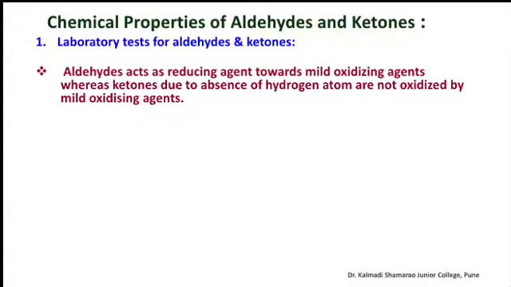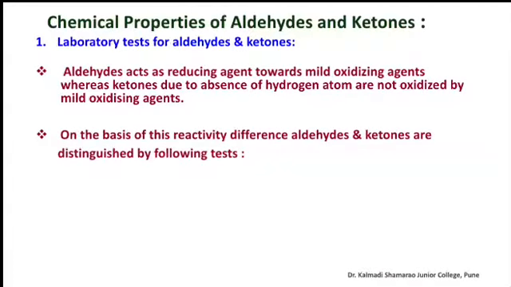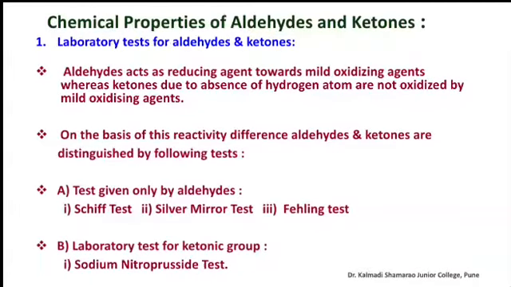As a result, aldehydes act as strong reducing agents towards mild oxidizing agents, whereas ketones, due to absence of hydrogen atom, are not oxidized by mild oxidizing agents. On the basis of this reactivity difference, aldehydes and ketones are distinguished by the following tests. The tests which are shown only by aldehydes are Schiff test, silver mirror test and Fehling test, whereas the laboratory test for ketonic group is sodium nitroprusside test.